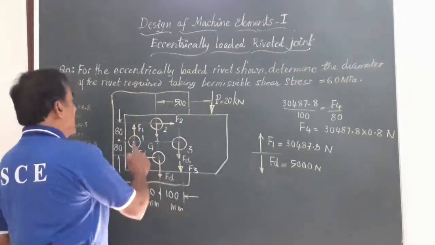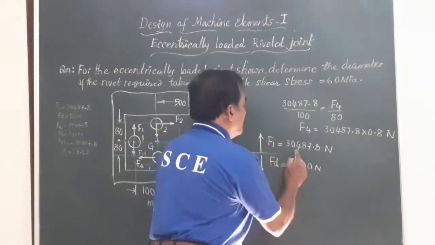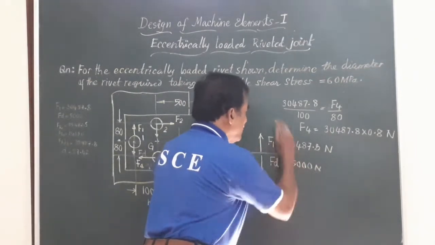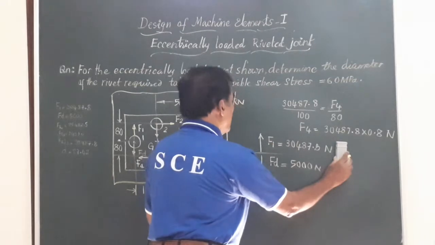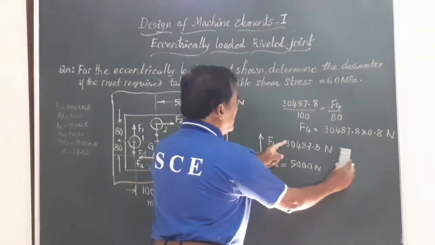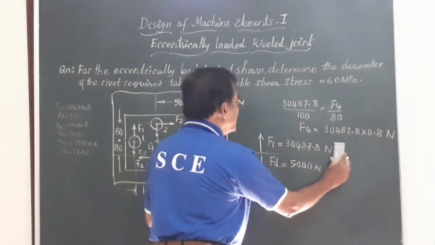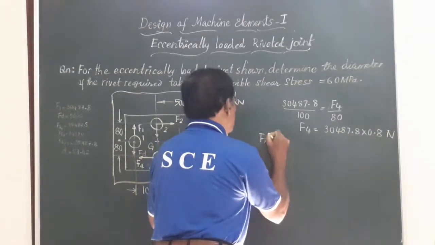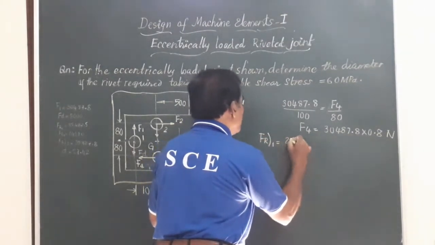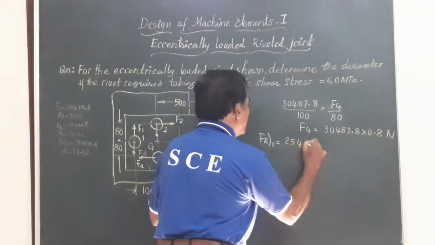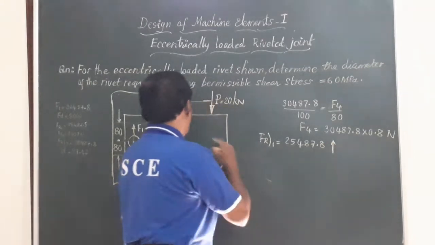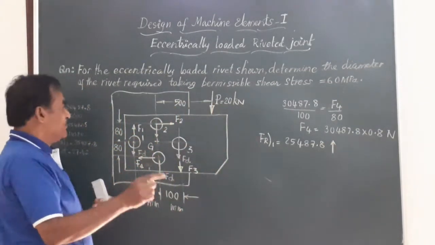To say, a resultant of 30,487.8 minus 5,000 will be acting upwards. That is to say, the difference of these two is 25,487. So FR1 is equal to 25,487.8 Newton, acting upward. Is it clear? I hope this is very clear.